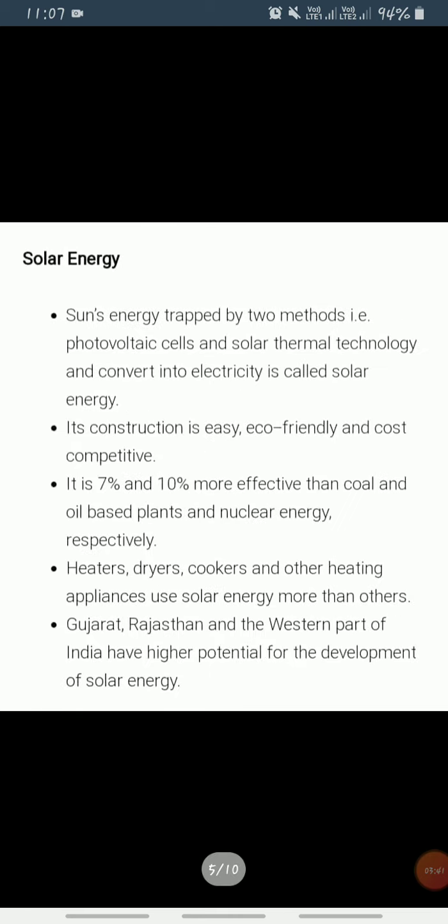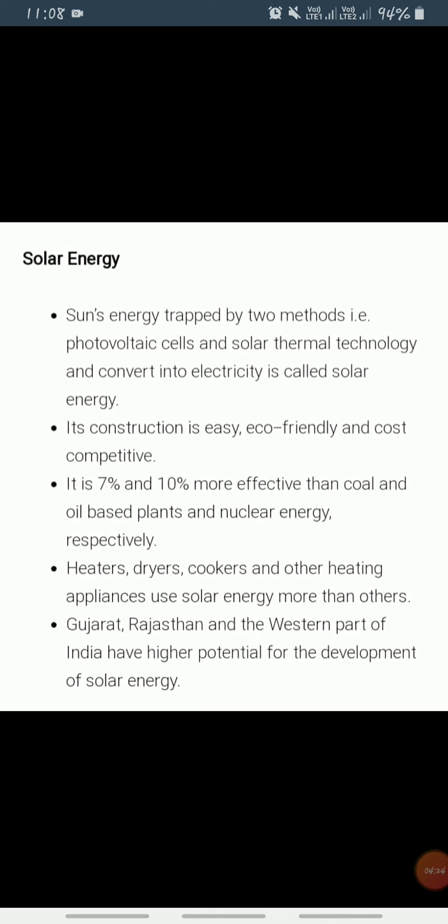Next is solar energy. Yes, we all know about it, because we get solar energy from the sun only. The sun rays trapped in photovoltaic cells can be converted into energy. This energy is known as solar energy. The two processes considered very effective to tap solar energy are photovoltaics and solar thermal technology. Solar thermal technology has some advantages over all other non-renewable energy sources, and it is cost competitive, environment friendly and easy to construct.